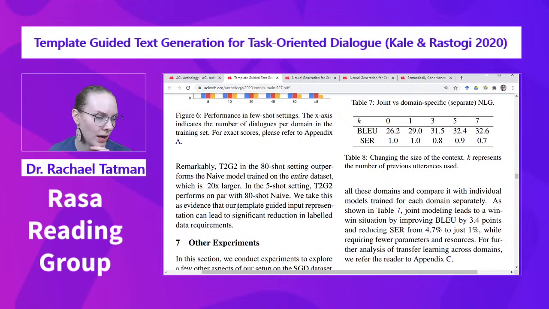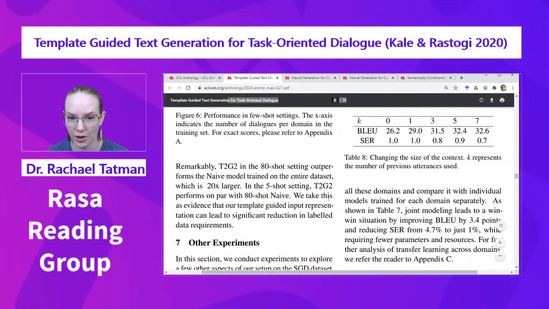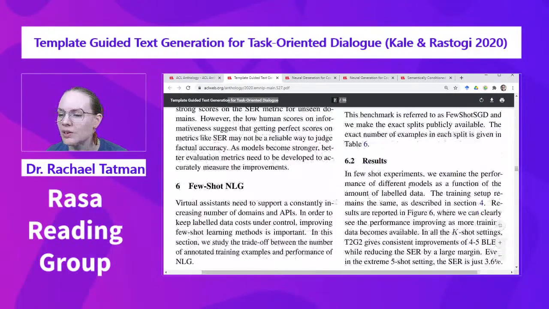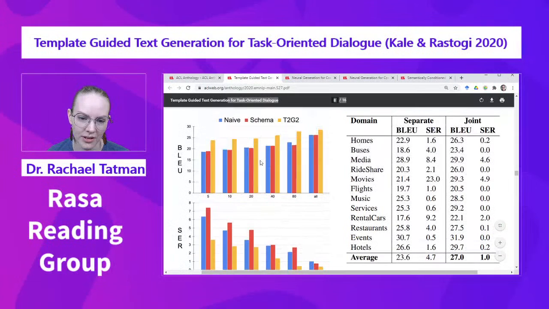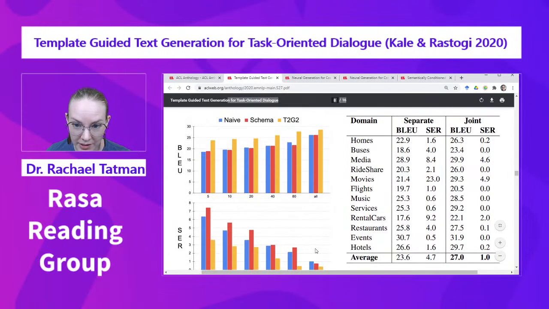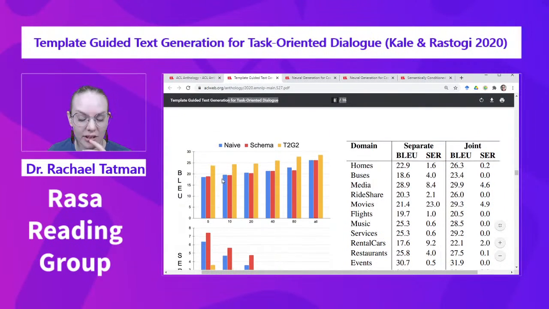So what they're saying here is our model does well with 5% of the data of a more naive model, so we're getting more bang for our buck, basically. That was figure 6 here. So the yellow, which is the rightmost one, is higher for BLEU, which is good, and lower for SER, regardless of the number of data points. And then the middle one, which is red, is the schema, and then the blue one, which is on the left here, is the naive.